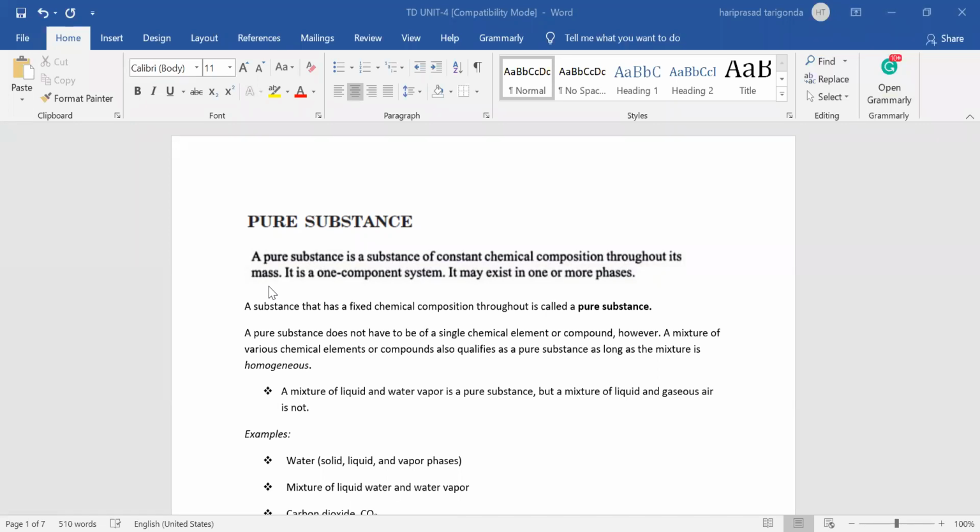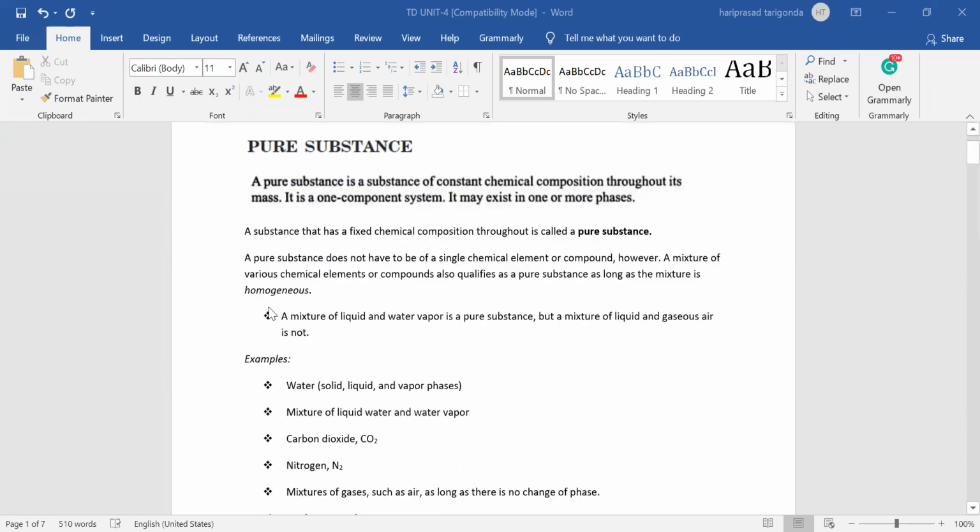If you take any working fluid, its chemical composition is uniform throughout the working fluid. Then the working fluid is termed a pure substance. In the majority of cases, we are using water as a working fluid. Therefore, the best example of a pure substance is water. When you supply heat to the water, it is converted into steam, and after the liquid, the vapor phase will be there. So the examples of pure substances: one is water.